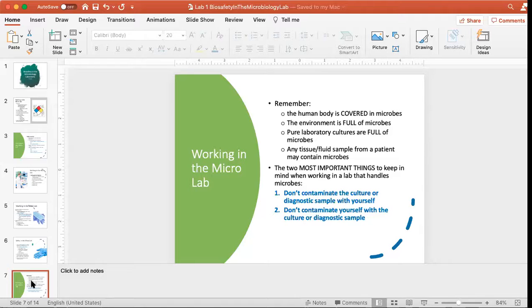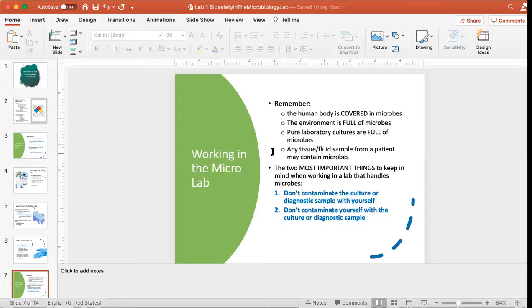But you have to remember that in the microbiology laboratory, sometimes we're trying to grow pure laboratory cultures. We are purposefully trying to grow one particular microbe in a container. So we have to be very careful that we don't ruin that container by contaminating it with other microbes. Our body is covered in them, the environment is covered in them. So we have to keep our cultures safe so that they don't get contaminated with other microbes.